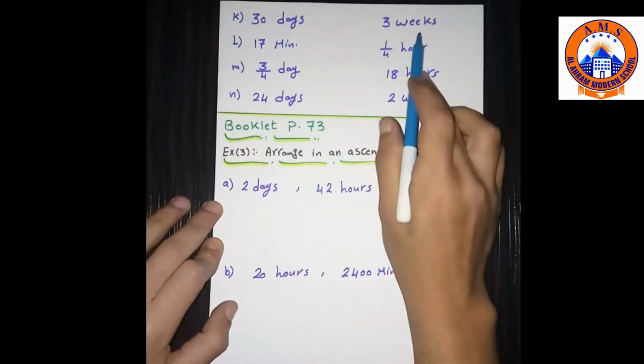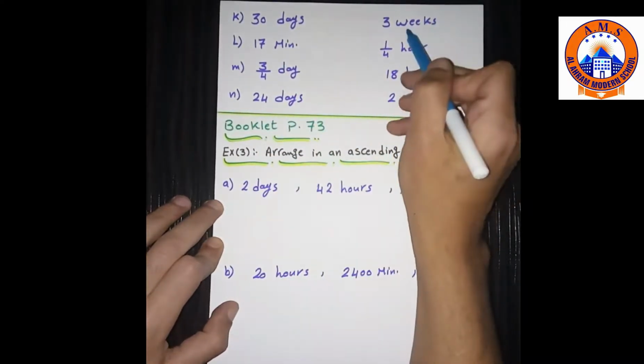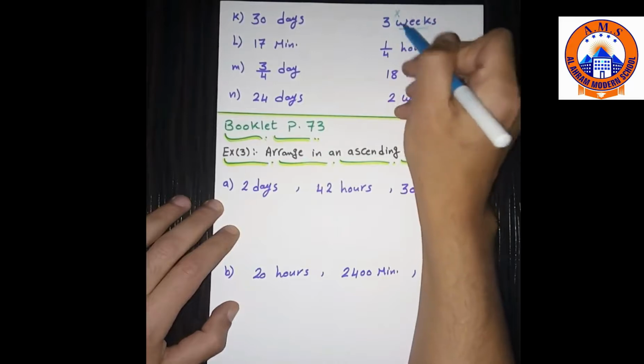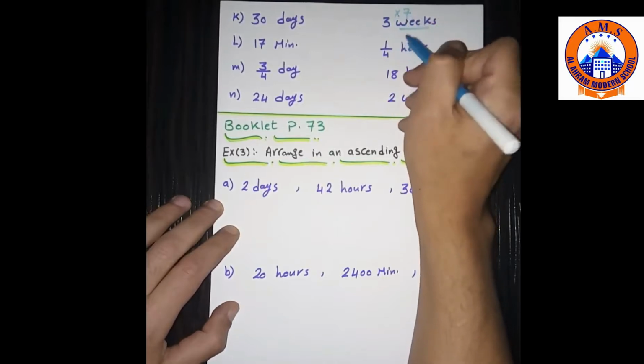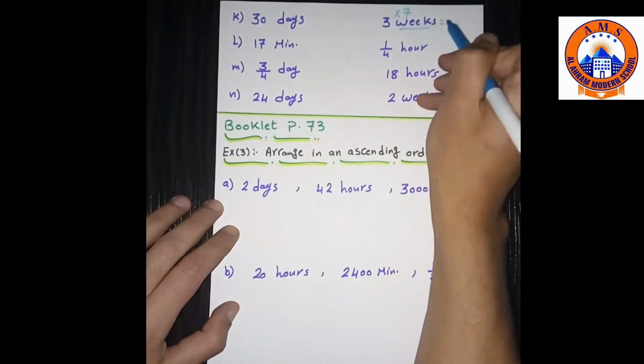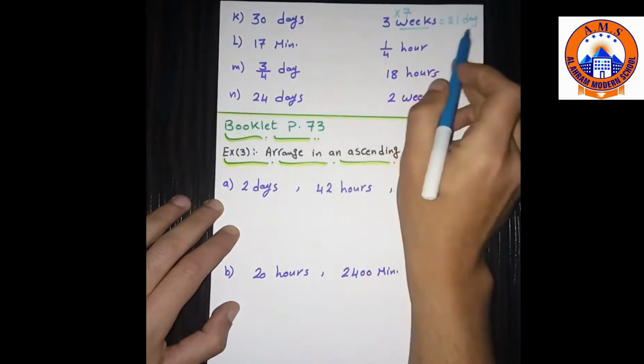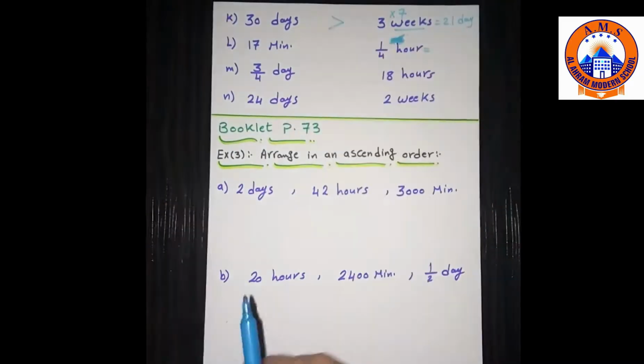30 days or 3 weeks. I'm gonna change these weeks into days by multiplying. The week contains 7 days. So 3 by 7 equals 21 days. So 30 or 21, we're gonna choose 30.